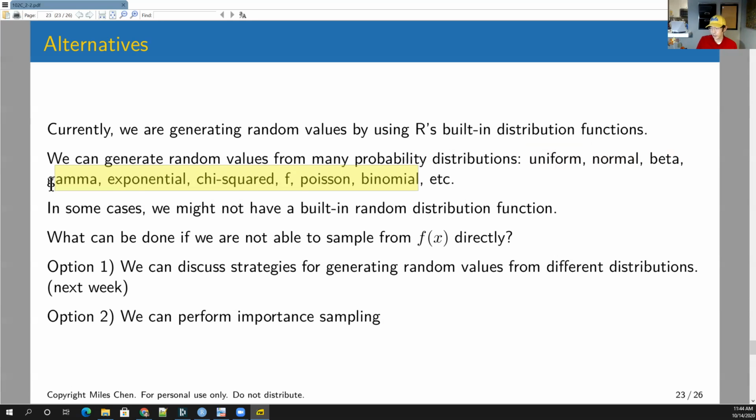So we can generate values from the gamma, exponential, chi-squared, F, Poisson, binomial, T. There's a whole bunch of distributions, and we can generate random values from those. But we might not always have a built-in random distribution function. And so what do we do if we can't draw random samples from f of x directly, right?